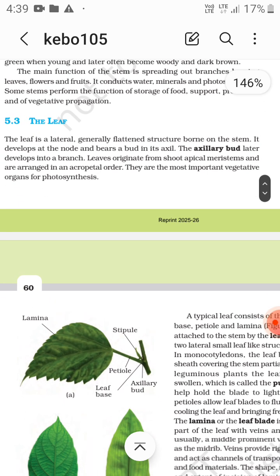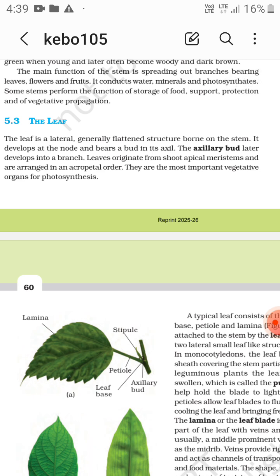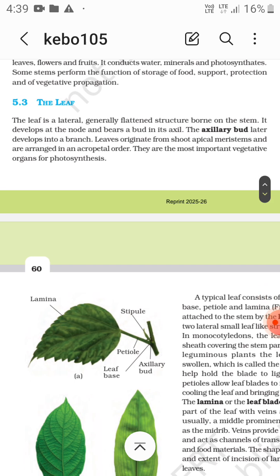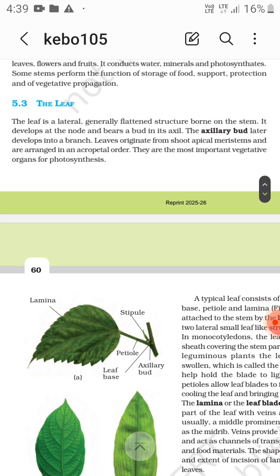Now the leaf. The leaf is a lateral, generally flattened structure borne on the stem. It develops at the node and bears a bud in its axil. The axillary bud later develops into a branch.